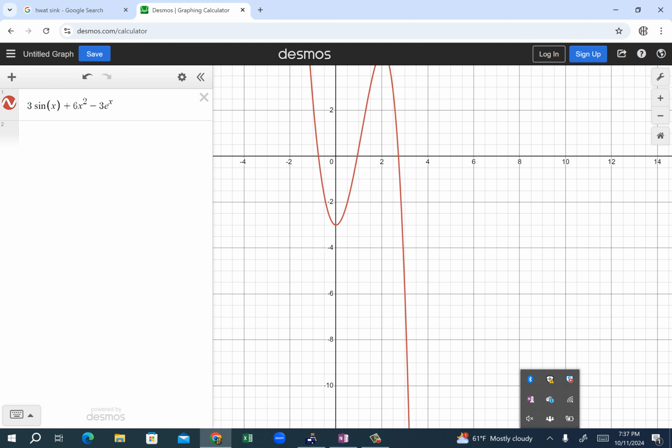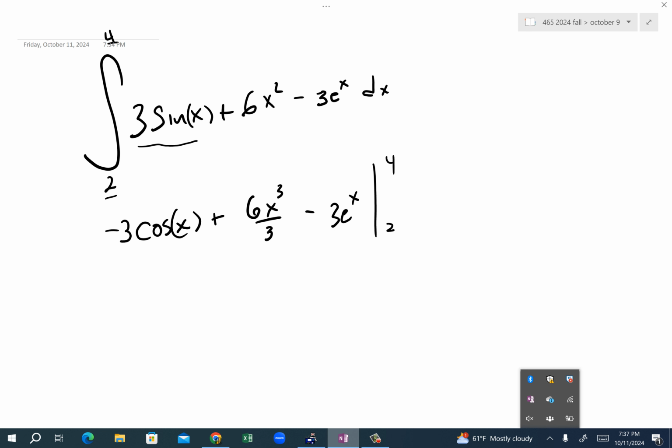And look, we're going from 2 to 4. Well, yeah, how about that? Most of that's below the x-axis. So negative makes sense to us there, yeah? That's awesome. We love that graphically speaking. Like, why is that negative? Well, because it makes sense. Okay.